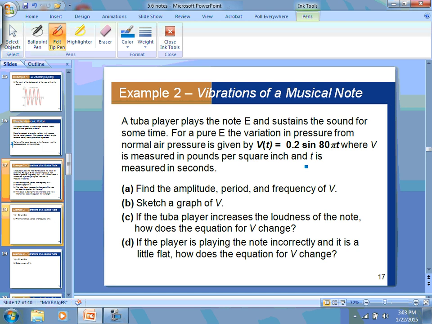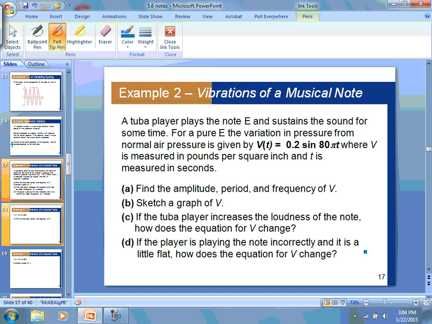So they want us to find the amplitude, the period, and the frequency, just like we did on the previous example. Then we're going to sketch it, and then they have a couple more application questions here. If the tuba player increases the loudness of the note, how does the equation for V change? And if the player is playing the note incorrectly and it's a little flat, how does the equation for V change?